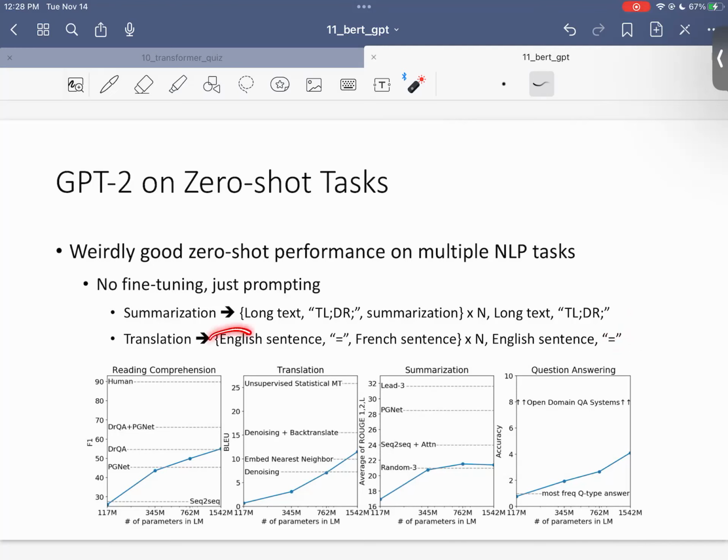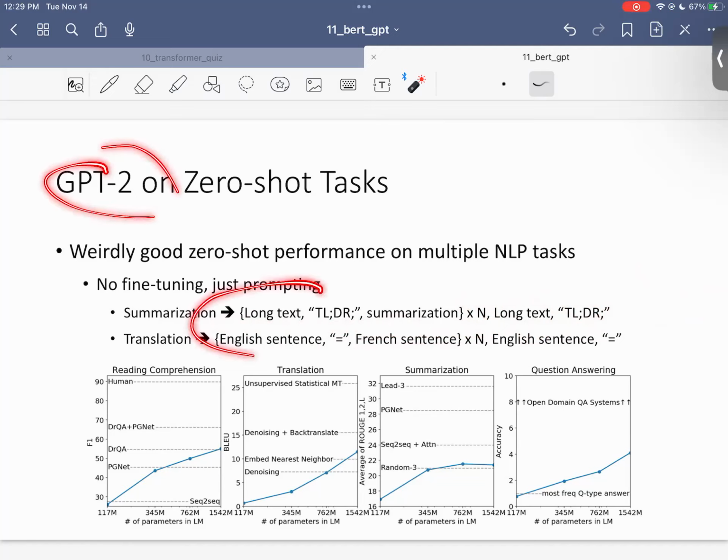Because it has seen these patterns n times, the researchers are hoping that it would be able to recognize these patterns and then start generating a French sentence here. Same with summarization. If you want GPT-2 to start summarizing, you give n examples of long text, TLDR (too long, didn't read), separator, summarization, n times. Then once you repeat this n times and give a long text, TLDR, and start predicting the next token, GPT-2 will actually predict a summarization. So that's how it happened in GPT-2.